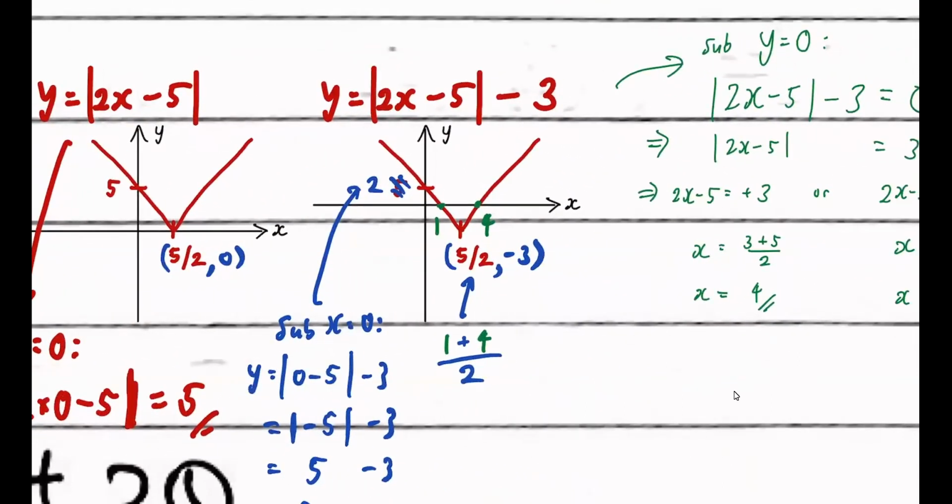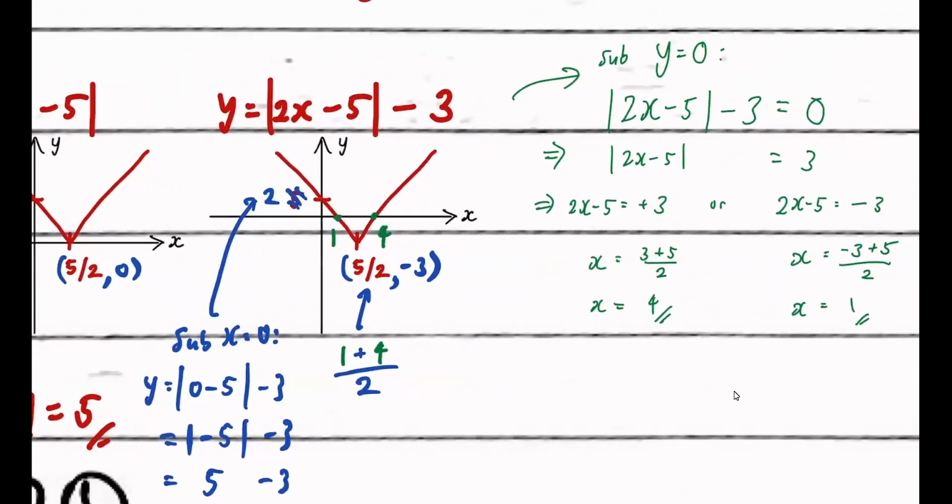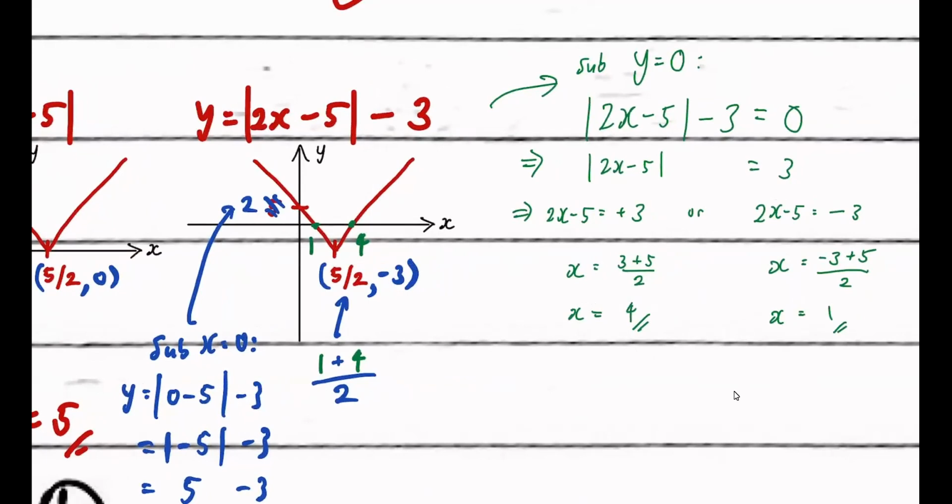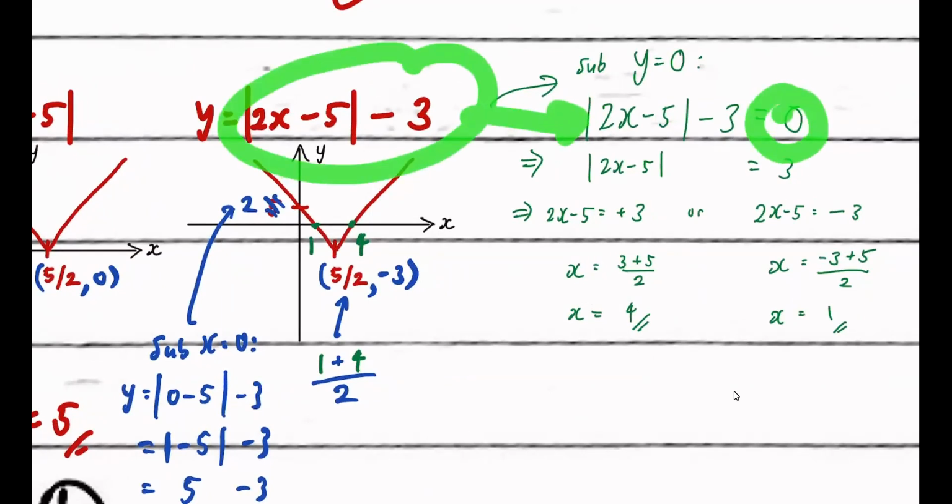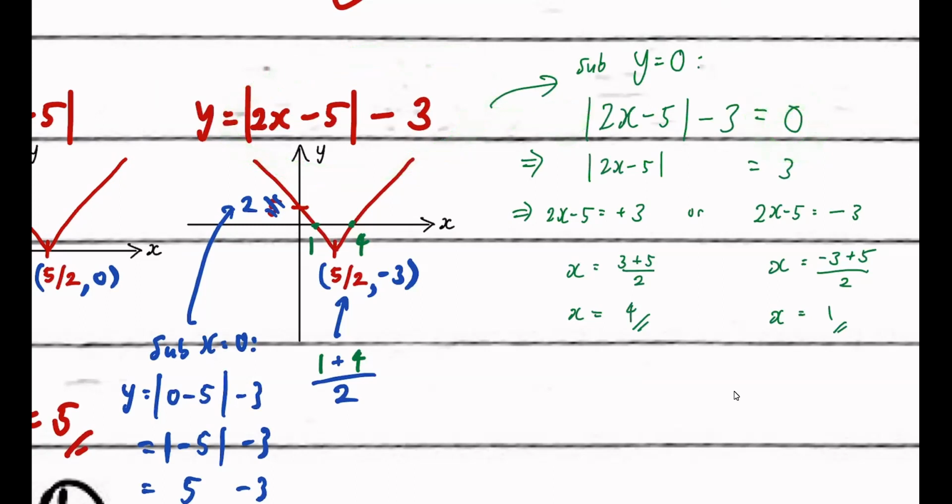Then you need to remember how to solve modulus equations. So here's how you do it. You take this guy equal to 0 because you replace y with 0. Sub y equal to 0 here. I just put 0 on the left side, but then I swap left and right. Then you bring the minus 3 over, and it becomes positive 3.